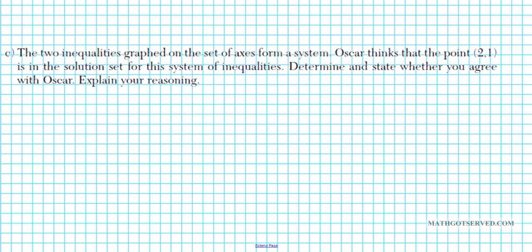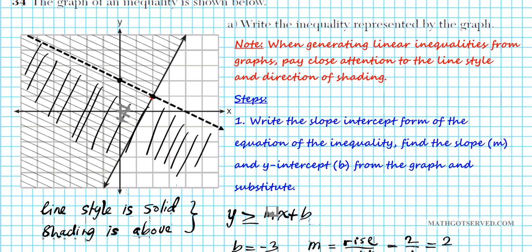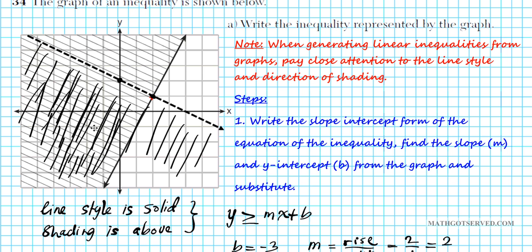All right, let's take a look at the C part. It says the two inequalities graphed on a set of axes form a system. Oscar thinks that the point (2, 1) is in the solution set of this system of inequalities. Determine whether you agree with Oscar. Explain your reasoning. Okay, so what is the solution of this system? Well, the solution of this system is the collection of points that lie in this shaded region right here. Any points that lie in this shaded region is a solution. If it lies in this region, let me erase this one, this is not a solution.